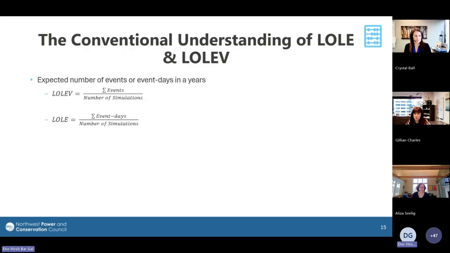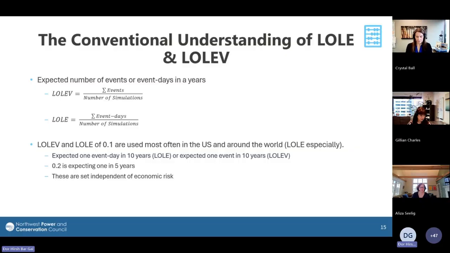The conventional understanding of loss of load expectation and loss of load events, there is a theme here. You can see it's really summing whatever you want and then dividing it by the number of simulations, and that will give you the expected metric. Generally speaking, loss of load expectation is the most common, and 0.1 is the most common threshold. The way to interpret it is as an expected 1 day in 10 years, that's a loss of load expectation, or an expected 1 event in 10 years. 0.2, for example, gets translated to an expected 1 in 5 years.